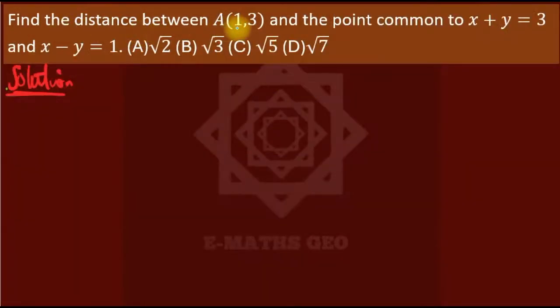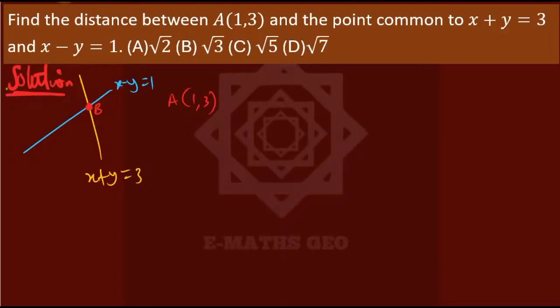Find the distance between this point A and the point common to these two lines. So common sense will tell us that if you have two lines, this maybe x minus y equals 1 and another line, which is x plus y equals 3, their point of intersection is the point where we want to get the distance, and another point A. Let's call the intersection point B. Once we know the point, we now use distance between 2 points to get their distance. So the distance is what we are looking for.